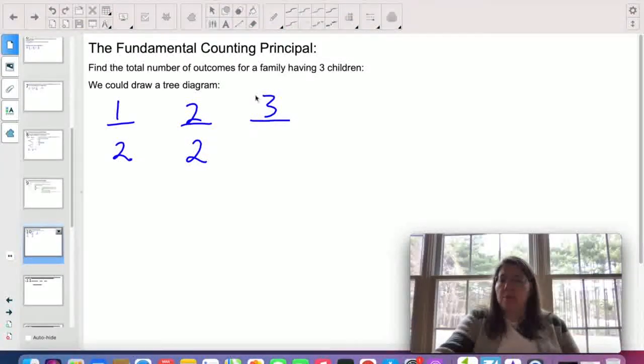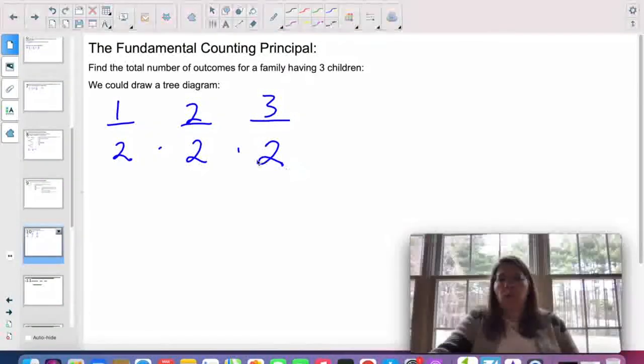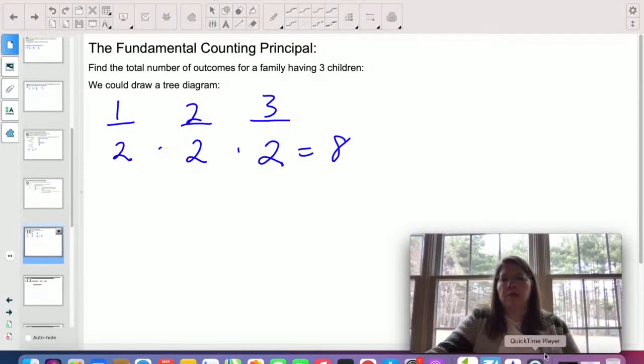Looking at number 3, what are the 2 possible outcomes for the third child? Well, the second child does not affect the sex of this child. The first child does not affect the sex of this child. So child number 3 could also have 2 outcomes, boy or girl. So if we're looking for the total number of outcomes possible, we're going to multiply these 3 together. 2 times 2 times 2. When we multiply 2 times 2 times 2 together, we get 8. So we have a sample space of 8 things.